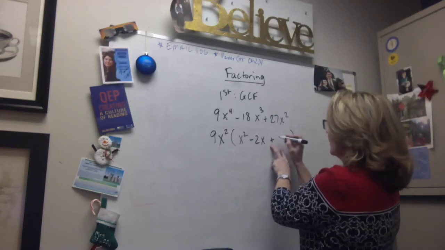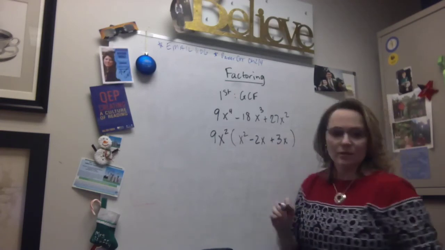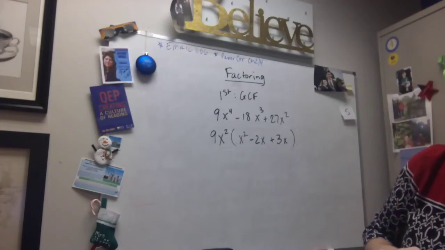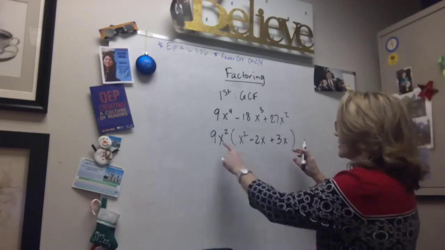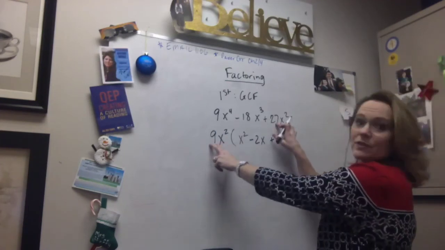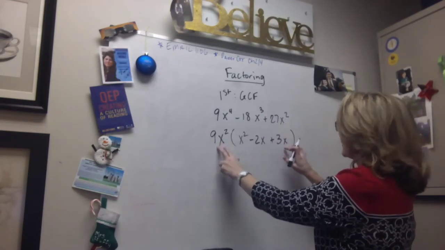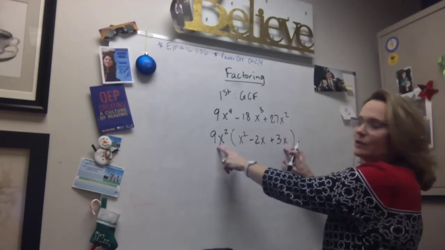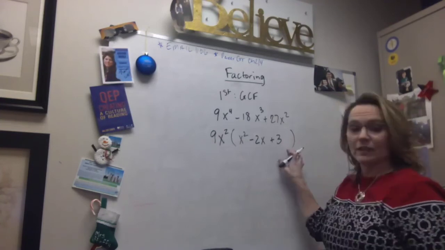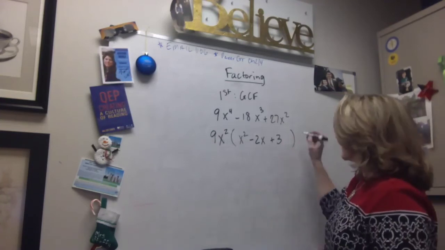A lot of students right here are going to go 3x, and I want you to notice what's going on there. On that one, you've got your 9 times 3, and that's 27, so that's the good part. Here, x squared times x would actually get you x to the 3rd, so in fact, this last bit does not even need you to put an x at all. This is the final answer.